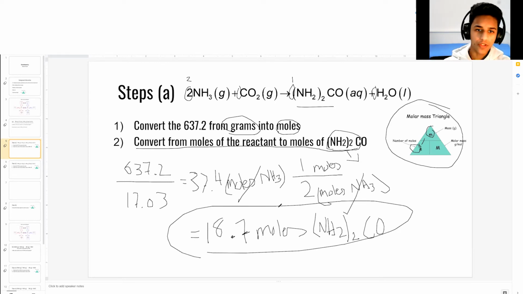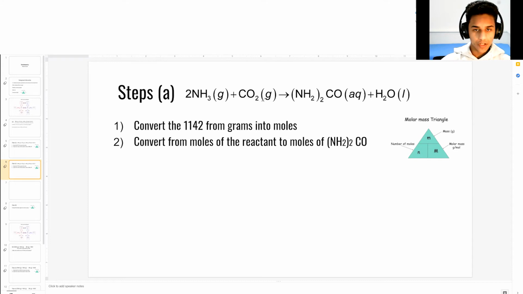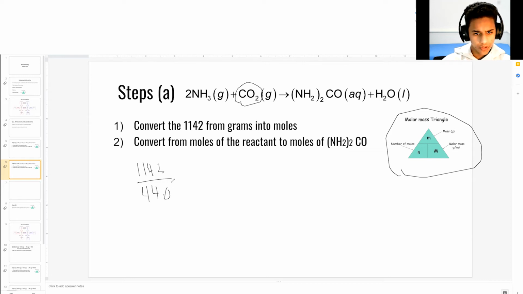That's still only one of the compounds that are given. We still have the other compound. Now the second compound is CO2, and we have 1,142 grams of CO2. The first step is to convert the grams into moles. We do the same thing, and here is our lovely triangle. We take grams over the molar mass, so that's 1,142 over the molar mass of CO2, which is 44.01. This gives us 25.95 moles of CO2.